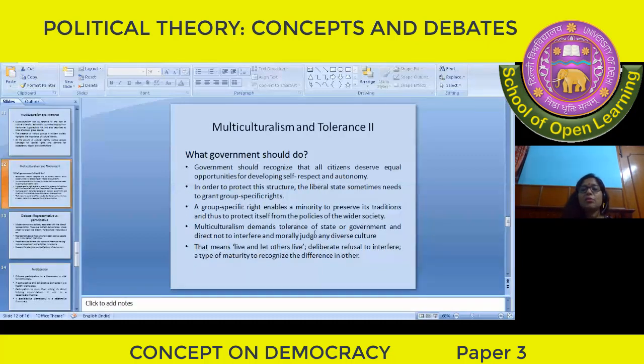Multiculturalism demands tolerance of the state or government and direction not to interfere and morally judge any diverse culture. Here is a very important aspect of multiculturalism, which is completely related to democratic value, that is called moral judgment. We should not deliberately describe some people, oh, you are like this, you are like this, you are not coming from the particular culture. Everyone has their own life. Then democracy talks about tolerance. You have to talk about tolerance in that sense. It's not a police delusion. You have to tolerate the diversity.